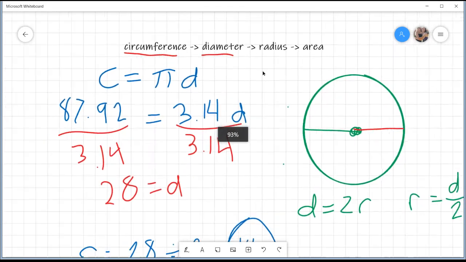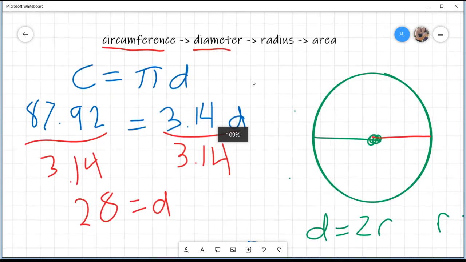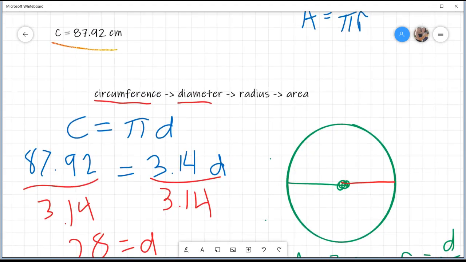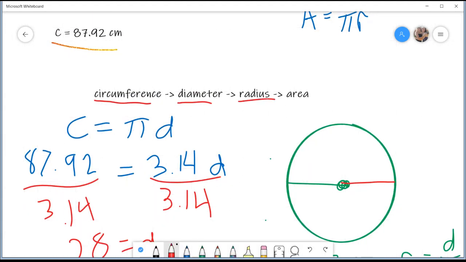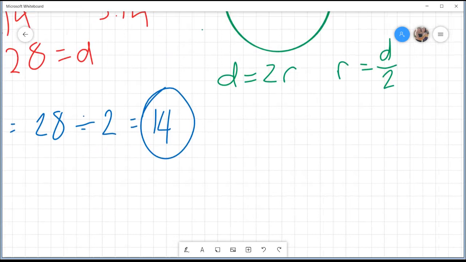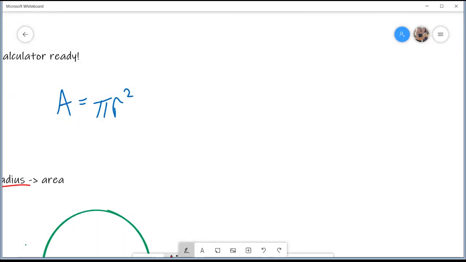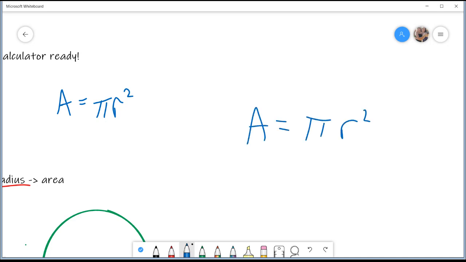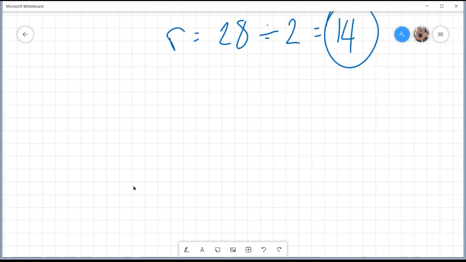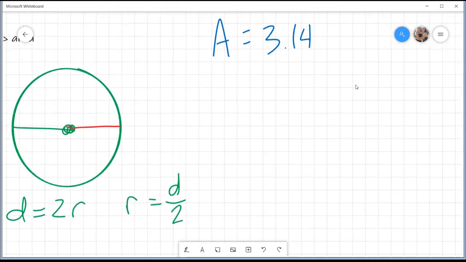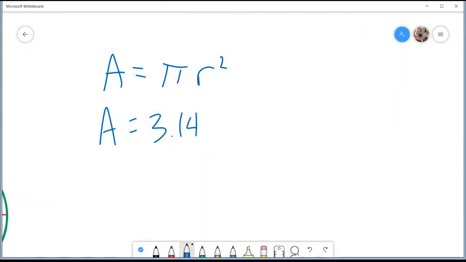So we started with the circumference, then we found the diameter, and now we found the radius. From the radius, we can finally get the area of the circle. We're going to be using this equation, I suppose we haven't used it yet. Pi times radius squared. We're going to write 3.14 for pi, and our radius, we just found, 14. So 3.14 times 14 squared.